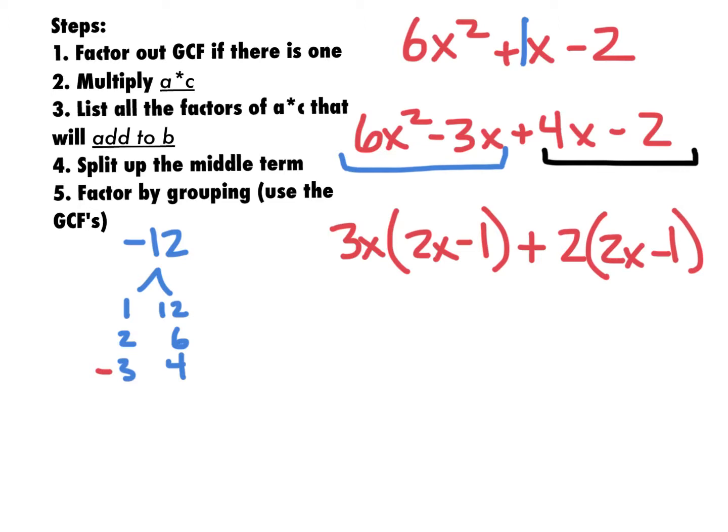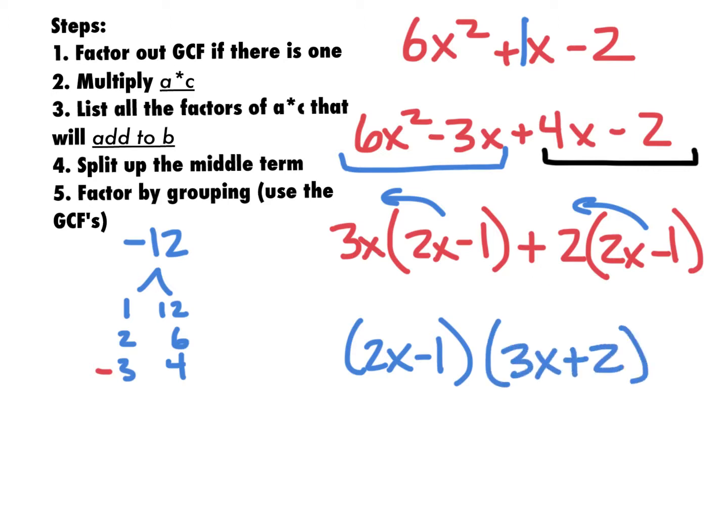Now that we have these 2x minus 1s being the same, we know that we've done something right. If these aren't the same, then we won't be able to go any further. So I'm going to factor out the 2x minus 1 from each term. So I have 2x minus 1, and then my other factor will just be whatever's left, this 3x plus 2 times 3x plus 2. And then we factored it.